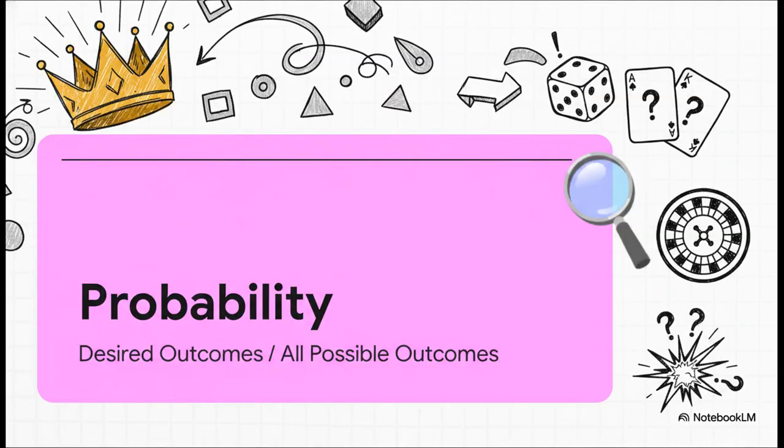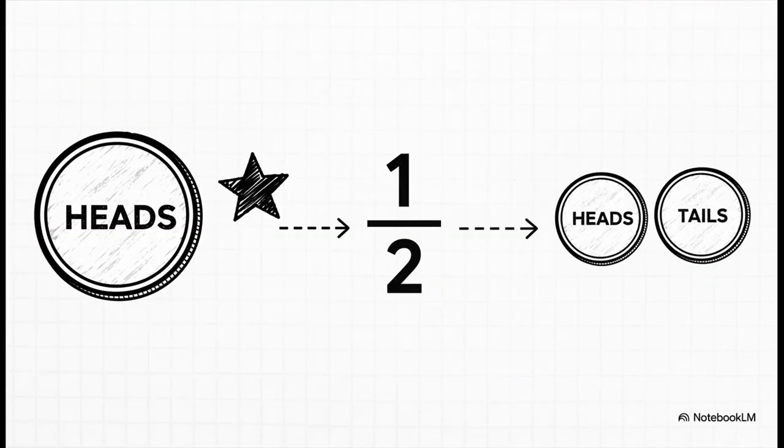Okay, burn this into your brain. This little formula is your golden ticket. Seriously, every single probability question, no matter how weird or complicated it looks, boils down to this one simple idea: what you want to happen divided by everything that could happen. That's it. So let's use that formula on our coin toss.